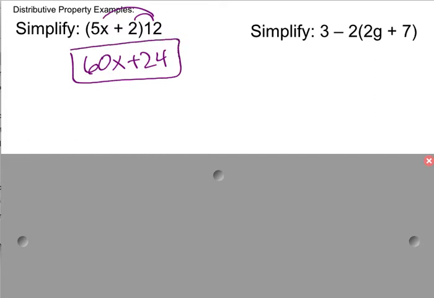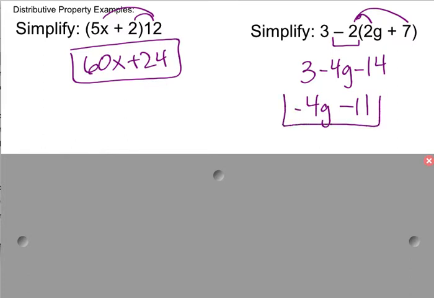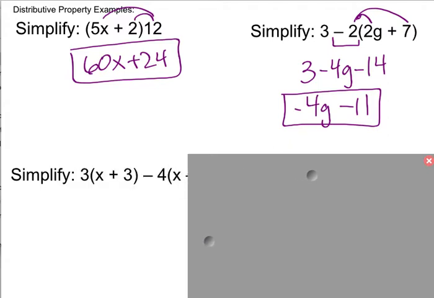Next, there's a lot of common mistakes that students make here. Order of operations, you need to multiply before you subtract. So you cannot do 3 minus 2 here, although I'm sure it's tempting. You need to distribute. Now we are distributing a negative. The 3 doesn't change. Negative 2 times 2 is negative 4. Negative 2 times 7 is negative 14. 3 minus 14 is negative 11. And the g doesn't change, so we're adding like terms there. We get negative 4g plus 11.